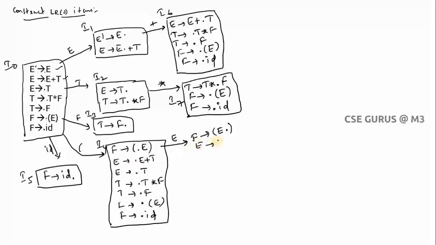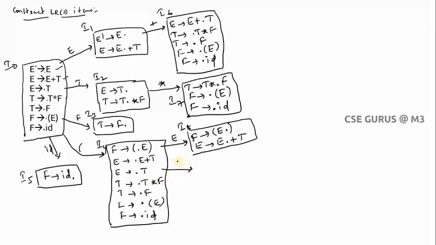E tends to E dot plus T. So like this you need to scan. Is there any other dot E? No. And also one more thing you need to remember, after dot here plus, which is a terminal, so no need to further derive. So this is E, of course this is F, so this is I8. Next one. Next, these two are over. E tends to T dot.